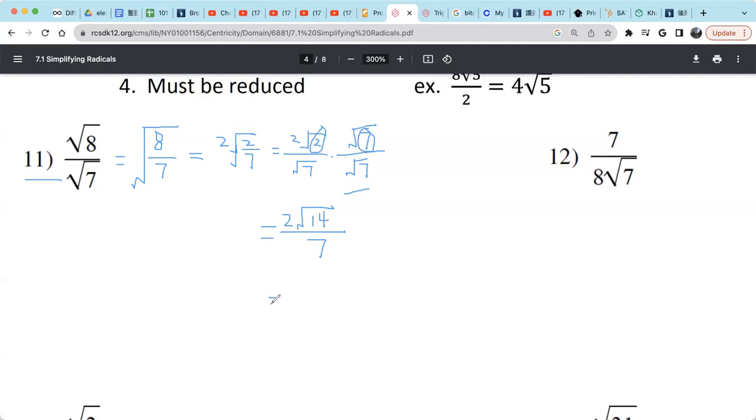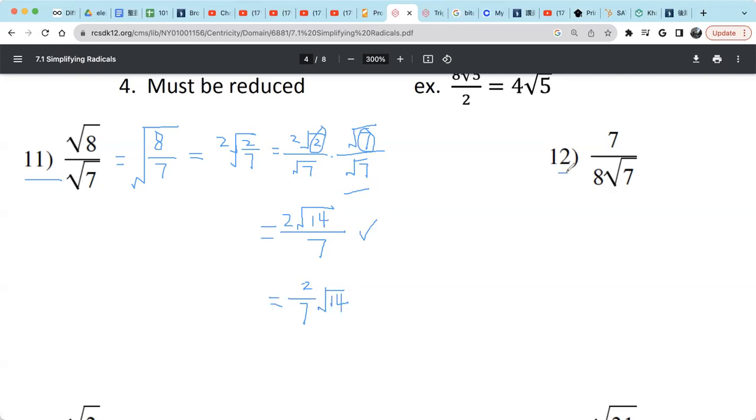And sometimes we write it even this way: 2 over 7 of radical 14. Remember, the numerator can be written in the numerator or can be on the side. So sometimes you may see a number like this, 2 over 7 square root of 14. It's exactly the same as this one, 2 square root of 14 over 7.